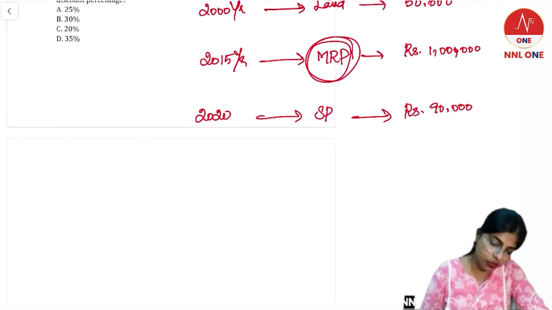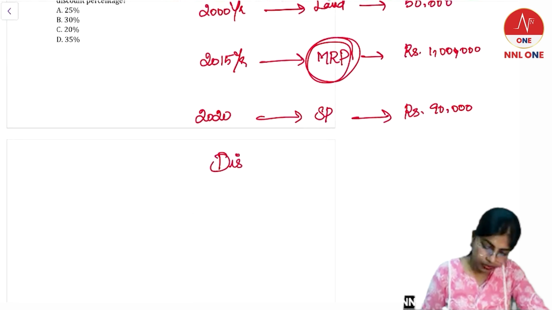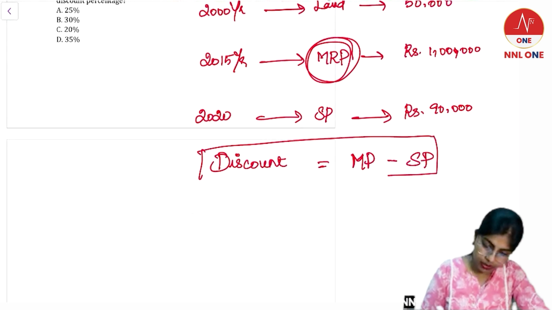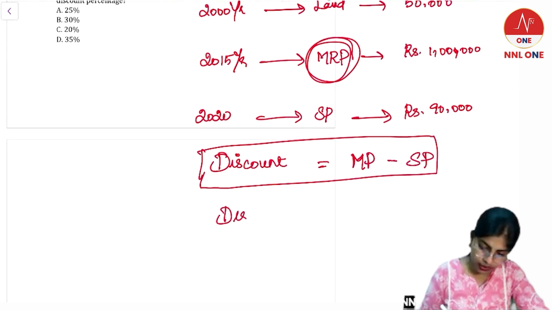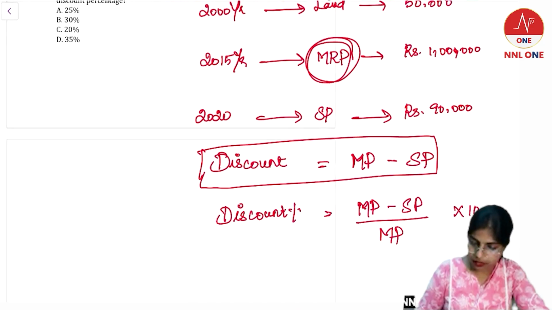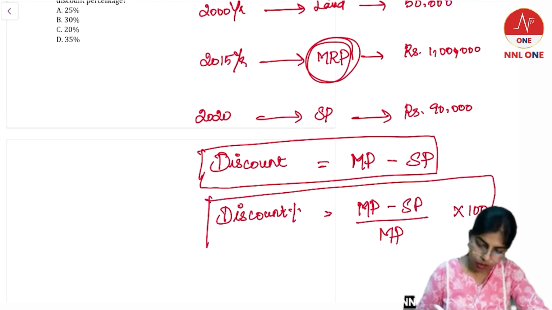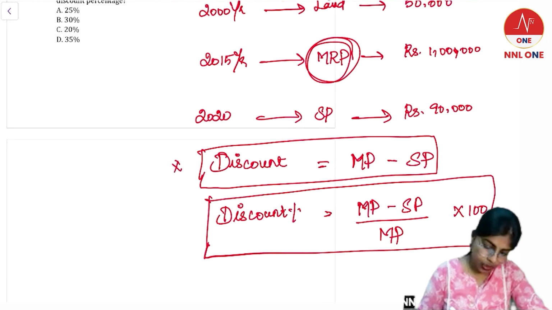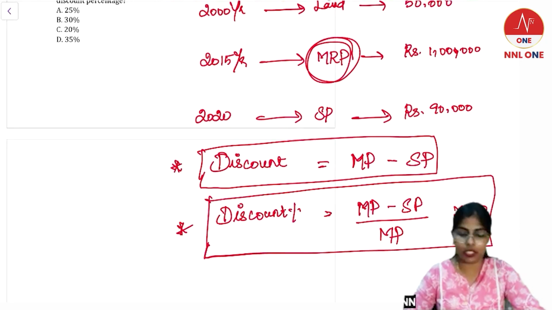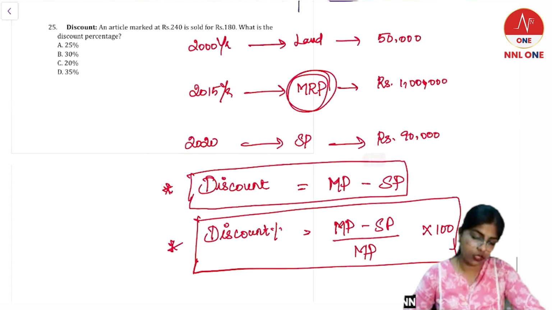So what will be the discount formula? Discount is equal to market price minus selling price. So the same for discount percentage. You're going to compare it with the market price. So it is going to be market price minus selling price by market price into 100. These two formulas are very important. You can simply substitute the values and approach the problems. It will be very, very easy. That's all about the discount.